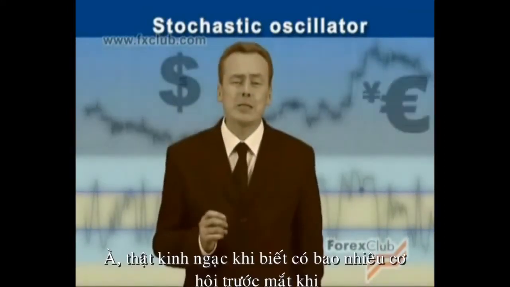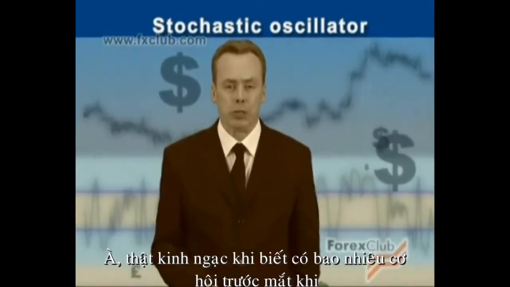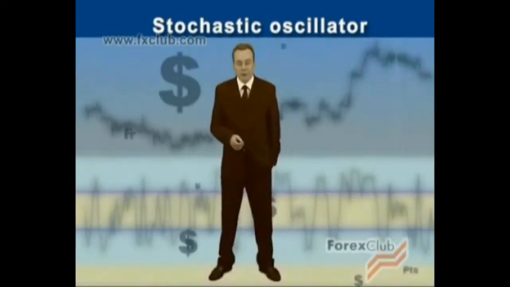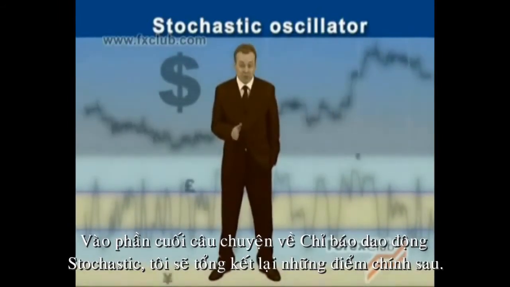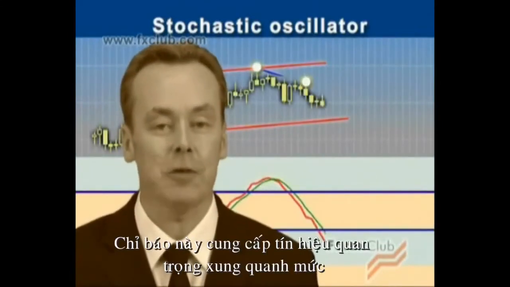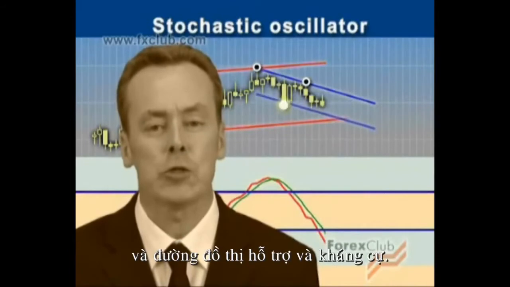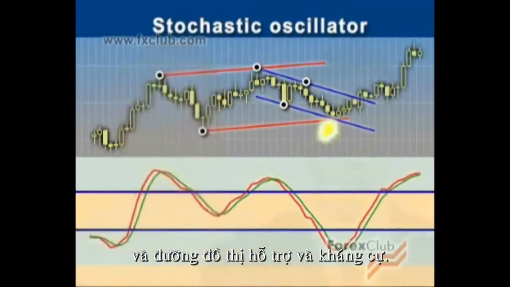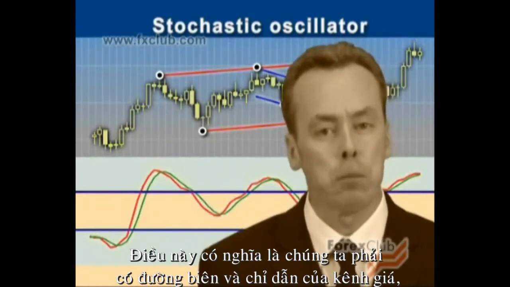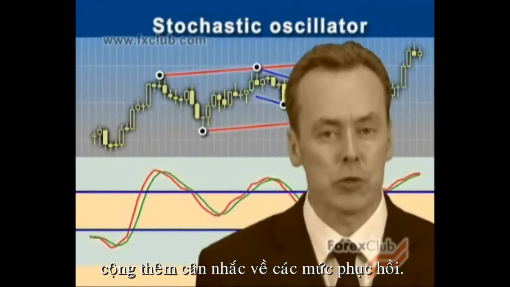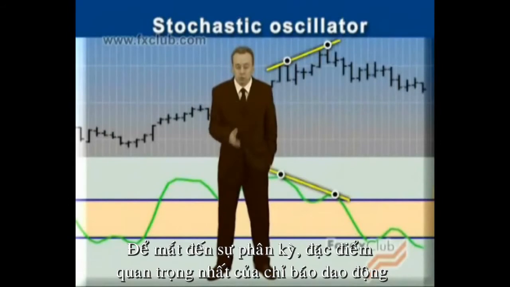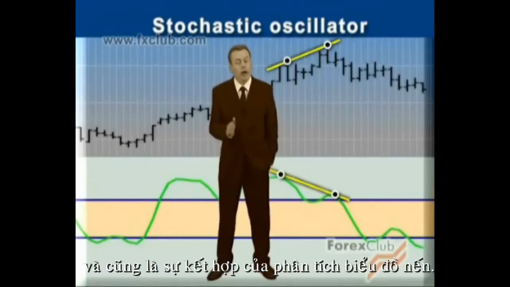Well, it's amazing how many opportunities spring from the use of just one oscillator. At the end of this story about the stochastic oscillator, I'll summarize the key points. This indicator generates significant signals around the levels and lines of support and resistance. This means we have to take the boundaries and direction of the price channel plus the position of the correction levels into consideration.